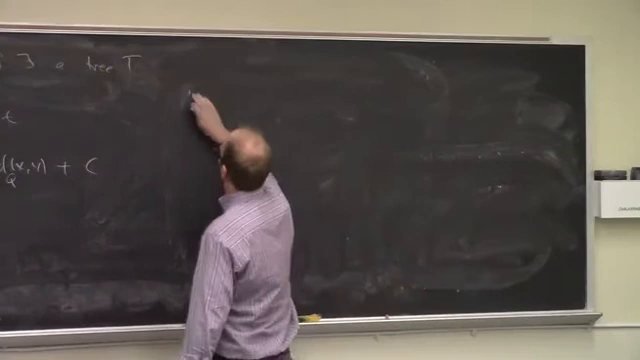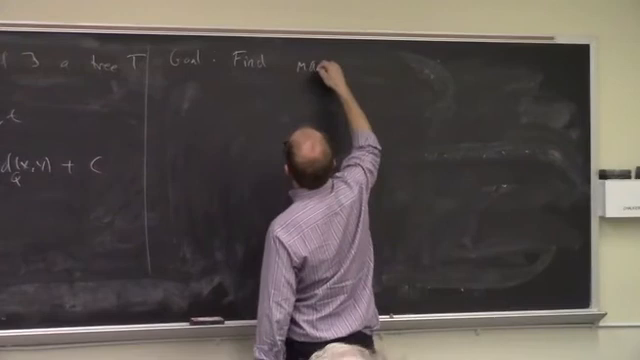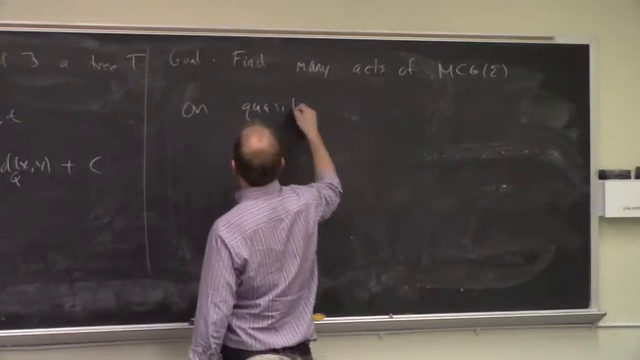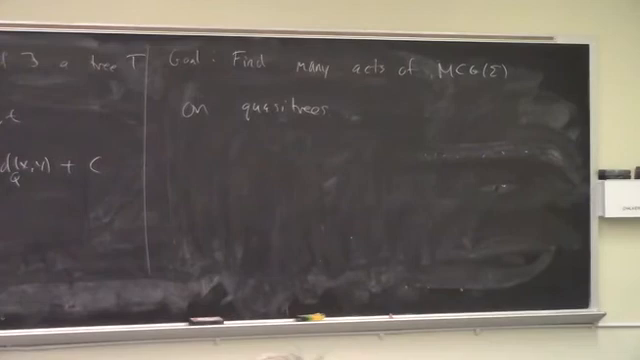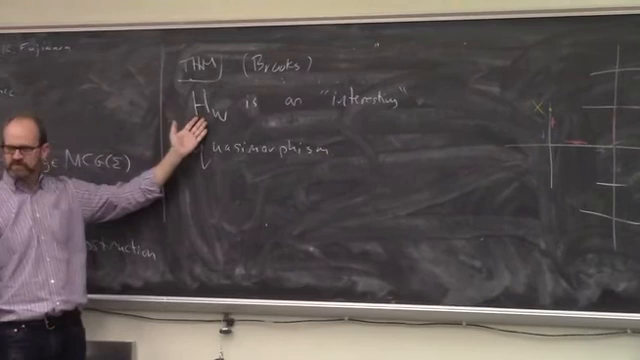So now our goal is: find many actions of the mapping class group on quasi-trees. So why do I want to find many actions? Let's go back and look at this original Brooks construction. If I look at this quasimorphism that I constructed, well, what do I want to do?